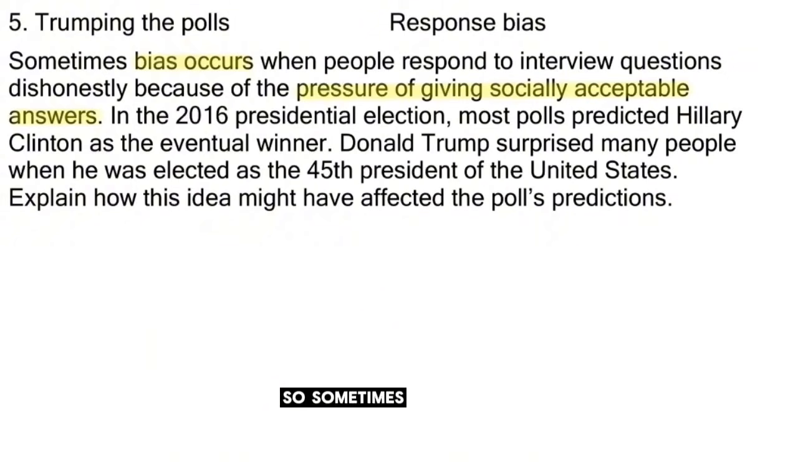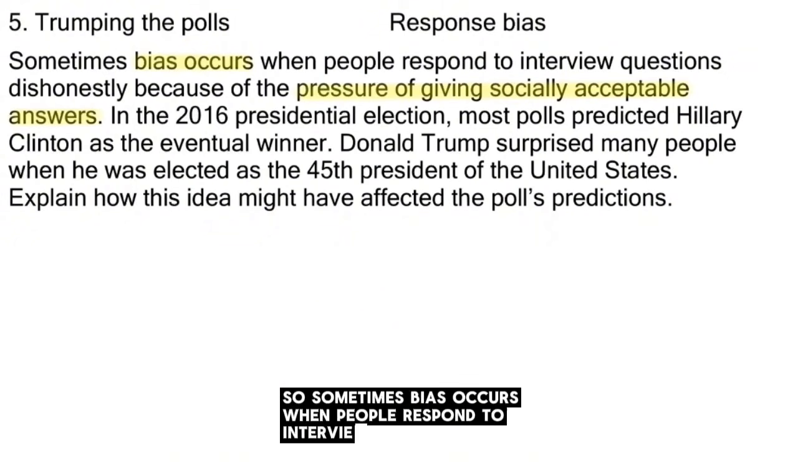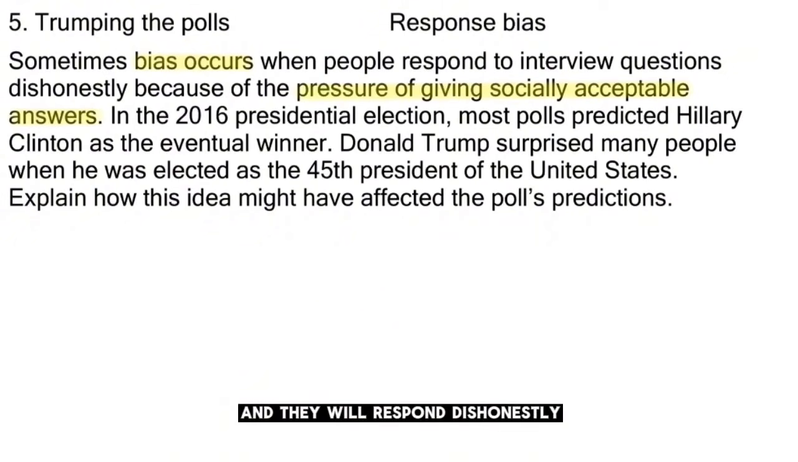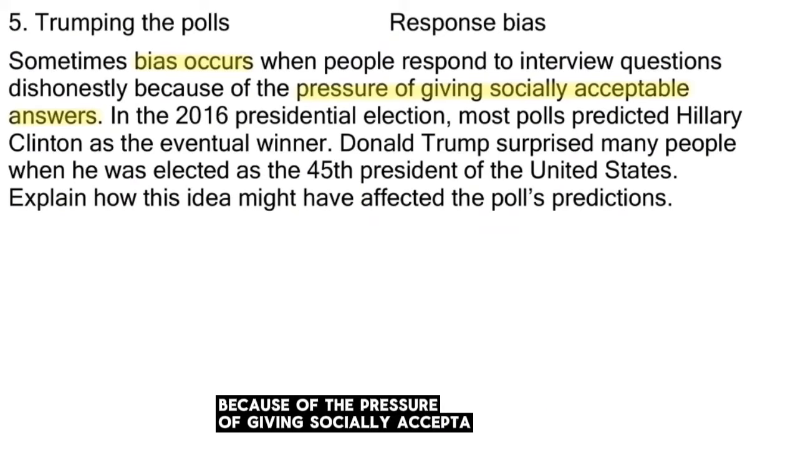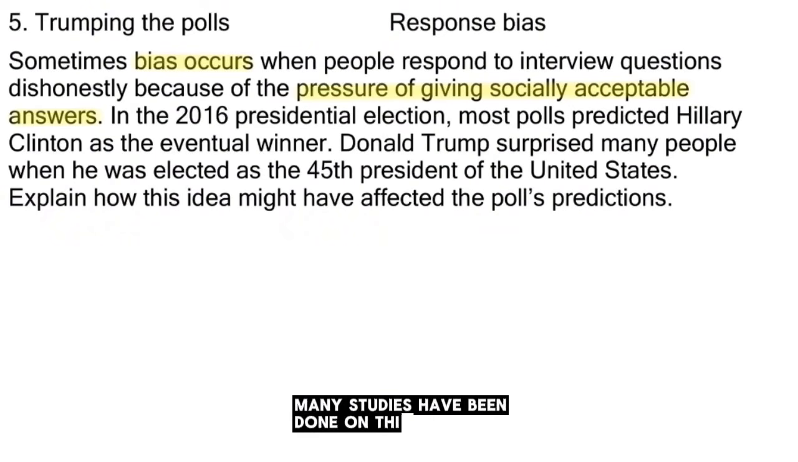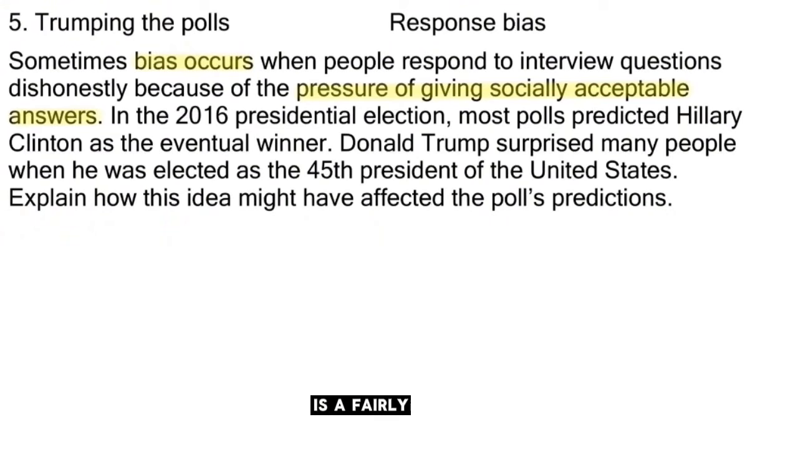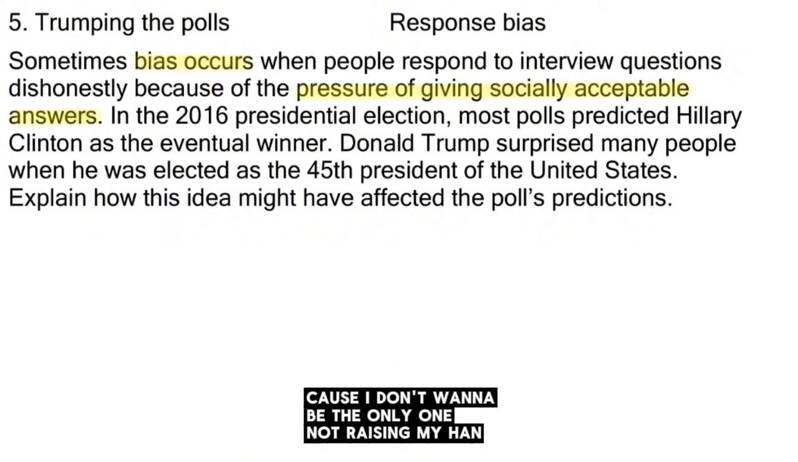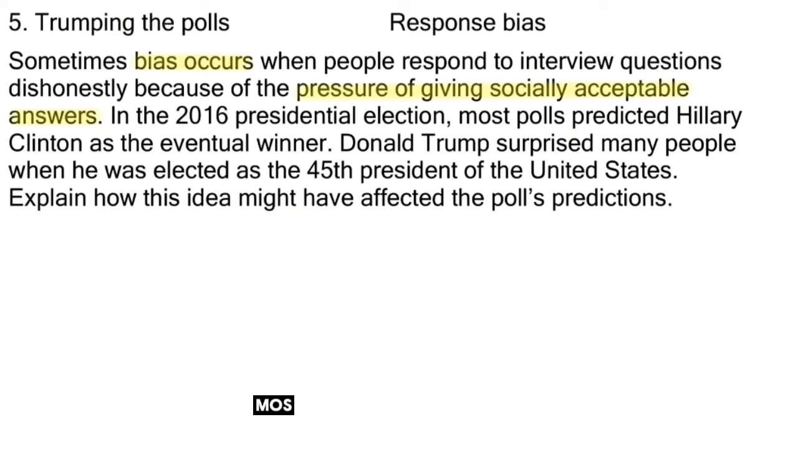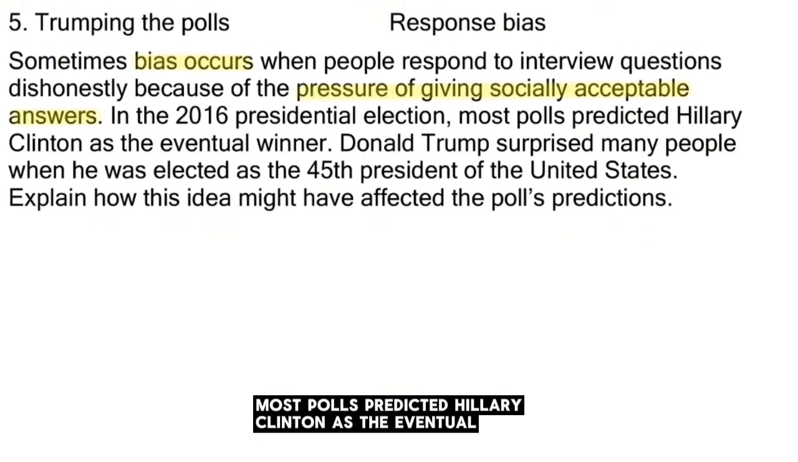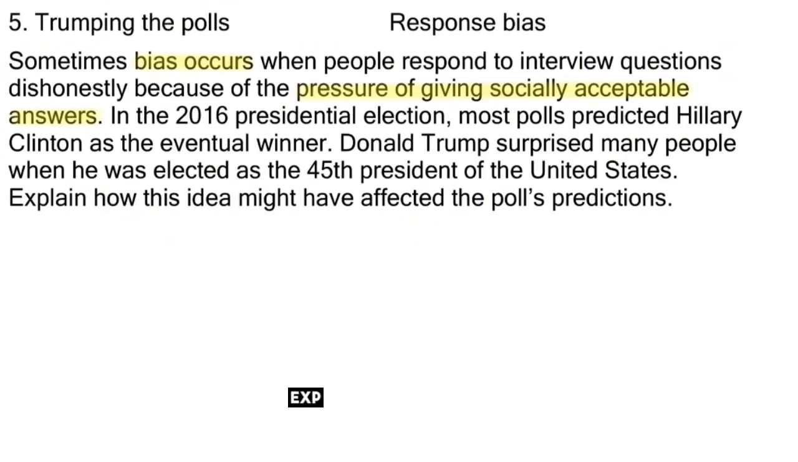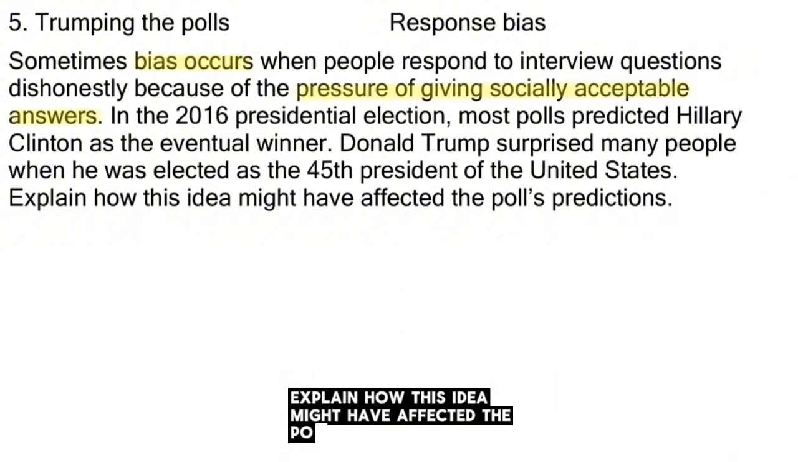So sometimes bias occurs when people respond to interview questions, and they will respond dishonestly because of the pressure of giving socially acceptable answers. Many studies have been done on this, where a group of people are asked about an answer that is a fairly obvious answer to some, but they just kind of feel pressured to raise their hand and say, oh, I agree with everyone else in the room because I don't want to be the only one not raising my hand. In the 2016 presidential election, most polls predicted Hillary Clinton as the eventual winner. Donald Trump surprised many people when he was elected as the 45th president of the United States. Explain how this idea might have affected the poll's predictions.